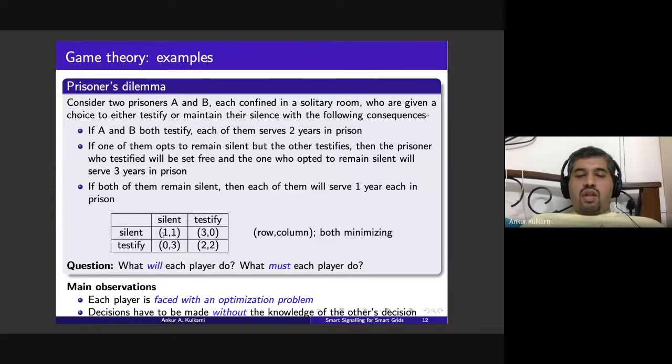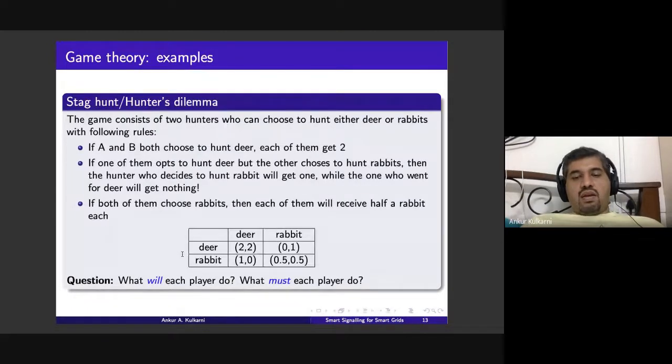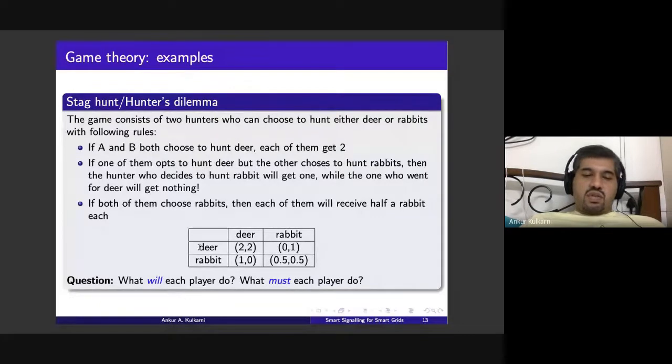So there are, as a result, four possible combinations of the strategies. So four possible strategy vectors, strategy profiles, and for each strategy profile, you have a payoff for each player. So there are eight numbers here in this matrix. In this problem you have two strategies, either to hunt deer or hunt rabbit for each player, and the players are the two hunters, and the payoffs that you get are as listed in this matrix.